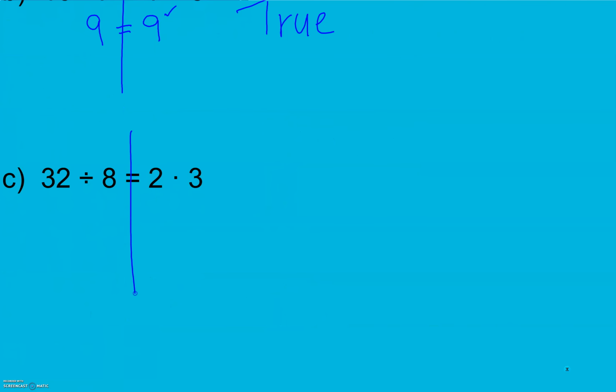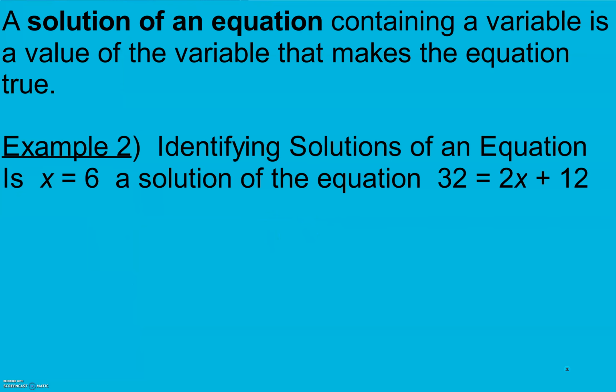And the last one here, our left expression, 32 divided by 8, simplifies to 4. And our right expression, 2 times 3, simplifies to 6. Those are not equal. Since they're not equal, it makes a false equation, a false statement. A solution of an equation containing a variable is a value of the variable that makes the equation true. So if we can make it true with a value of the variable, that means that value is a solution. If it doesn't make it true, if it keeps it a false statement, then it is not a solution.